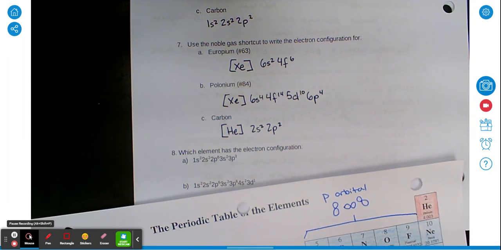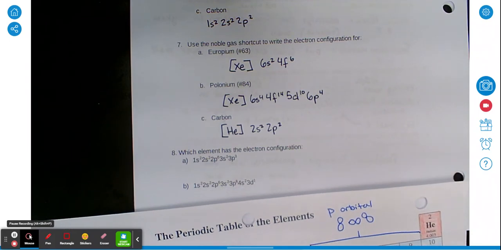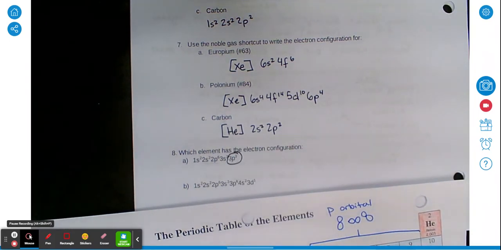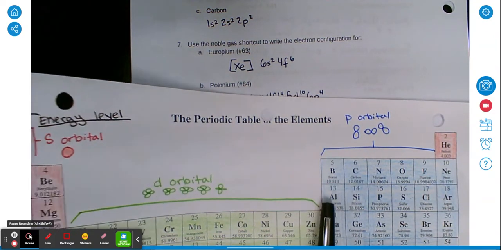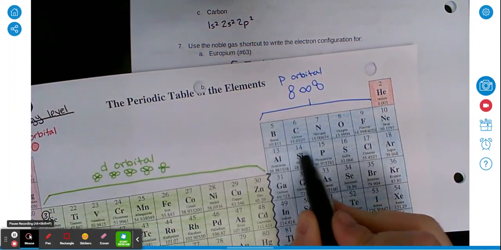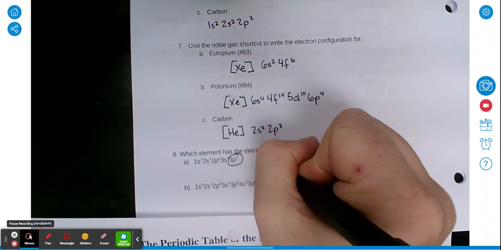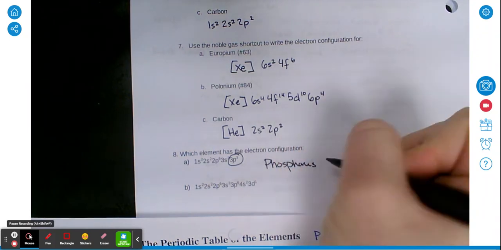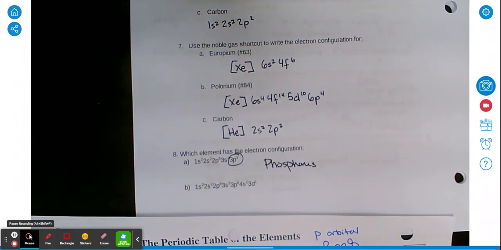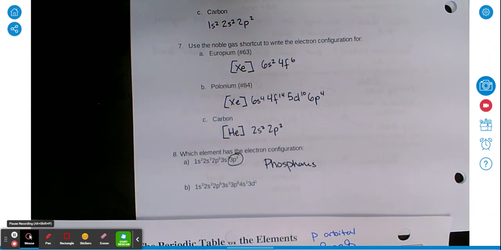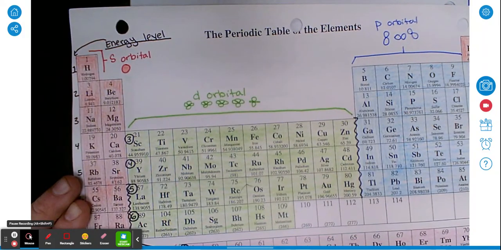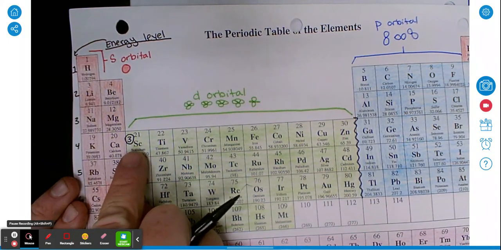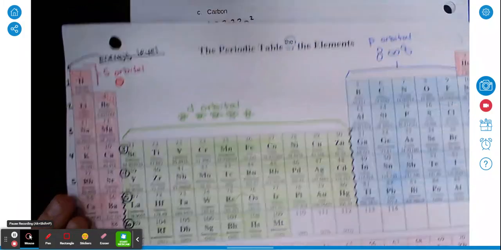Now, these are my favorite. This should take you about half a second. Which element has the electron configuration? All you need to know is the outermost one, the last one. Energy level 3, P shape, so I'm in the blue and I need to count by 3. 1, 2, 3. That's phosphorus. Done. Ready, go. Now, this one, this is 3d1. So remember, the D's are 1 back. So it's row 4, d1. This is scandium.